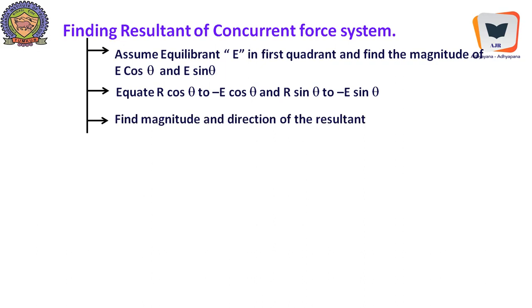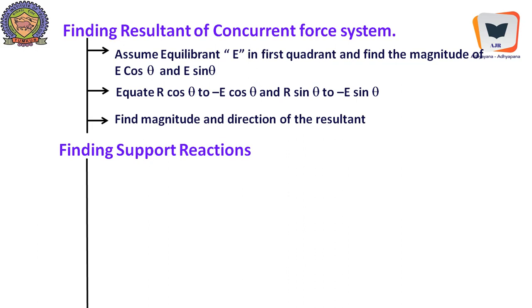Then we found the magnitude and direction of the resultant by taking R equal to the square root of R square cos square theta plus R square sin square theta, and sin square theta and cos square theta adding up becomes 1, and we would have got R. And we also found the direction of the resultant by finding the ratio of R sin theta divided by R cos theta, and we substituted the values that were got in the previous step, and we got the direction of the resultant also.